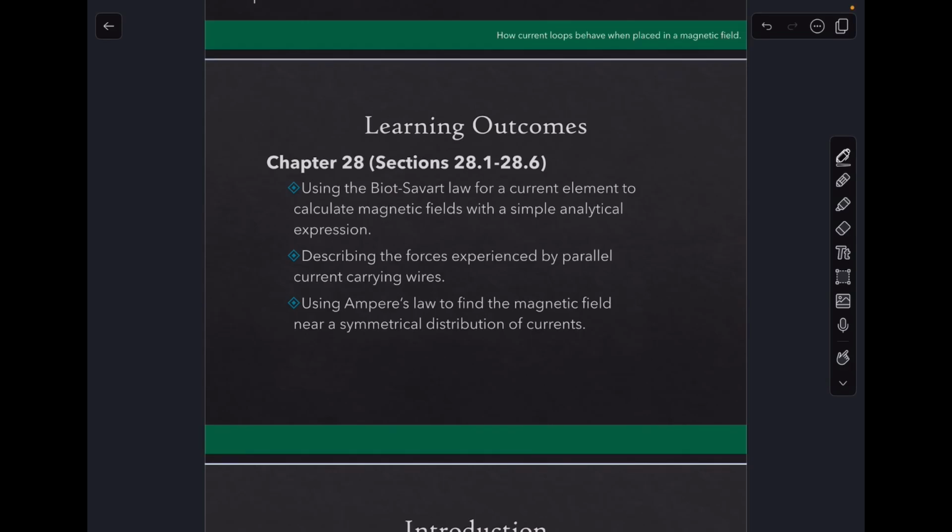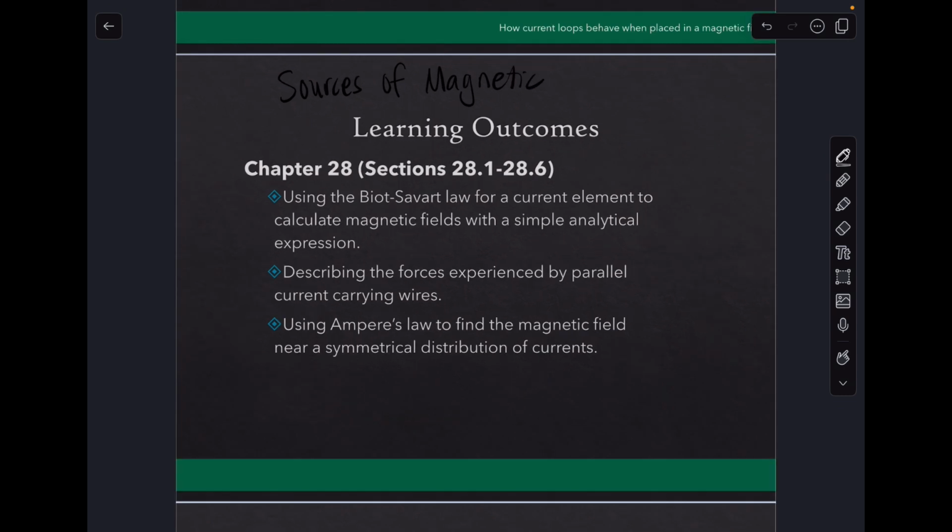So in this chapter, we're going to be talking mainly about the sources of magnetic fields. All right, we're going to cover the Biot-Savart law. I'll introduce that. And we're going to talk a lot about the forces that parallel current-carrying wires feel.